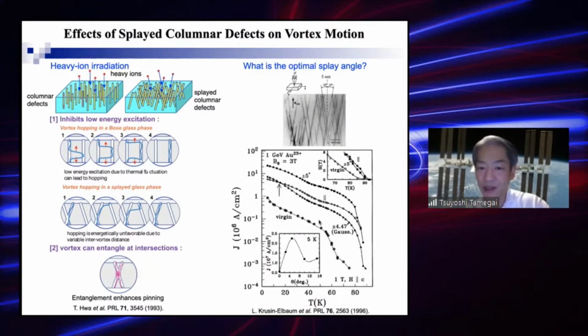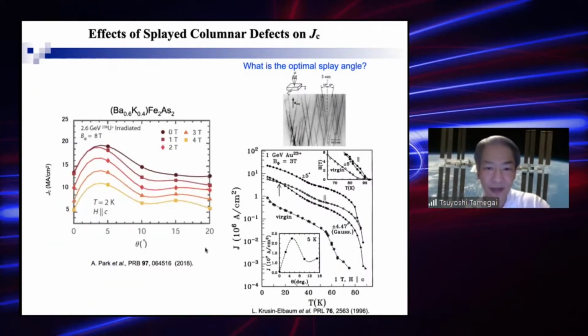This is a case of YBCO, introduced with gold ions. In this case, this is JC as a function of splay angle. JC is the highest around 5 degrees of splay angle. And we wanted to check if the same phenomenon occurs in iron-based superconductors. Actually, in this case, we use the 1-2 system. Then we have a 5 degree enhancement, similar to this.